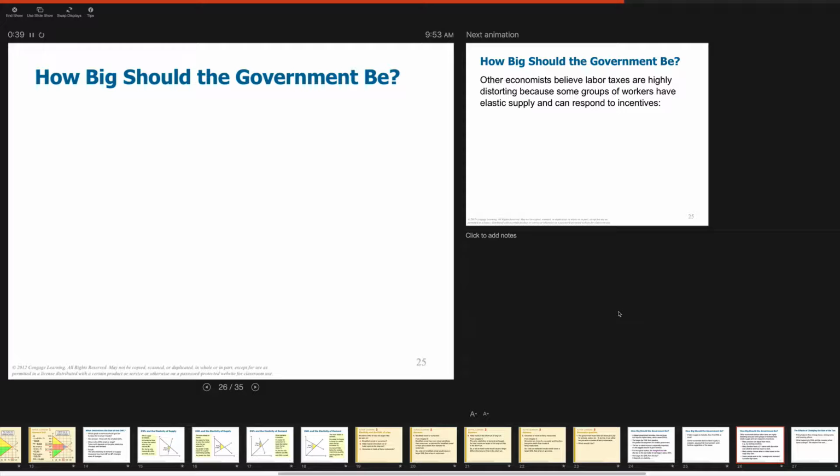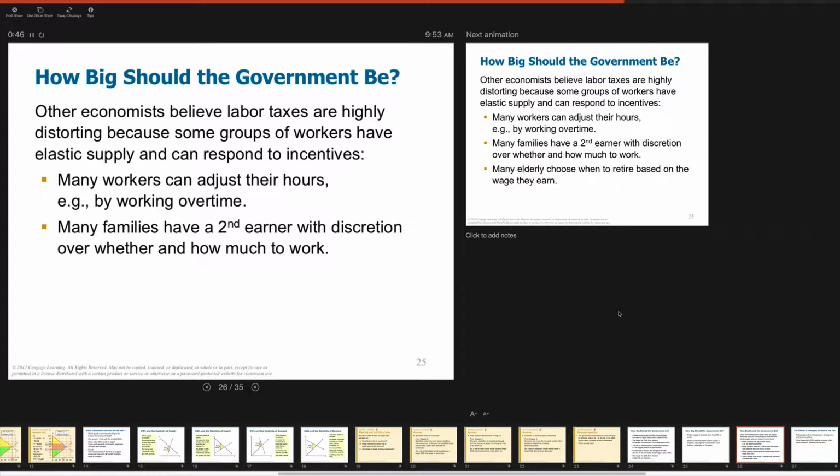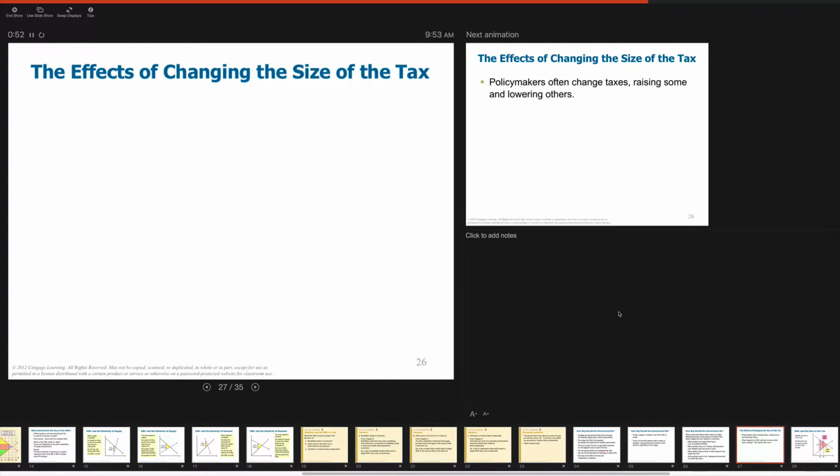All right, so the question is, how big should government be? We got a little bit into this yesterday. We had finished with our discussion of the underground economy. So, what happens when we change how much we are taxing, how big our tax is?